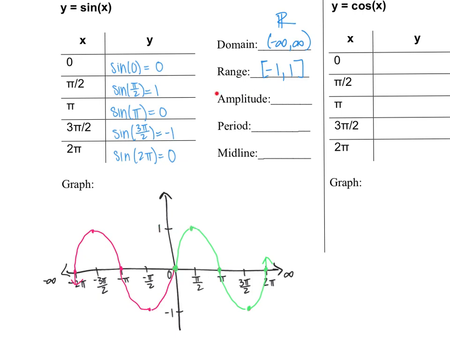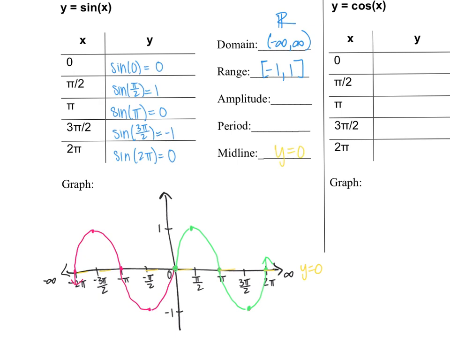As for amplitude, amplitude is measured from what we refer to as the midline. Midline is the middle part of the graph. I want you to notice that the middle part of this graph would be the x-axis, and we use the y values to refer to that. So when you're sitting on the x-axis, the y value here is always y equals 0. So the midline here is y equals 0.